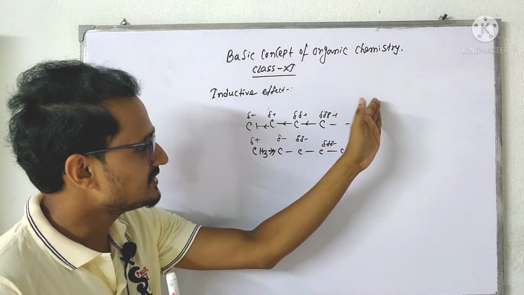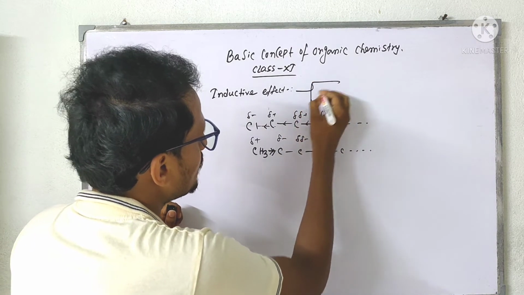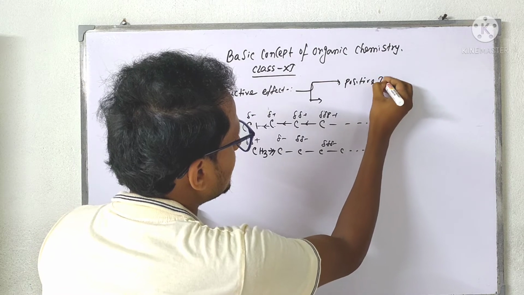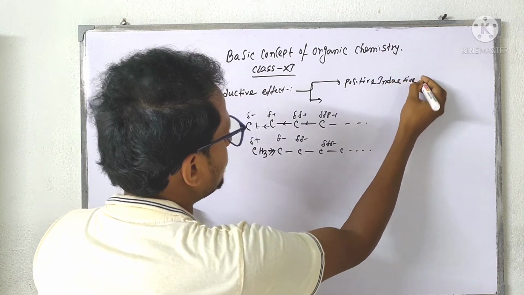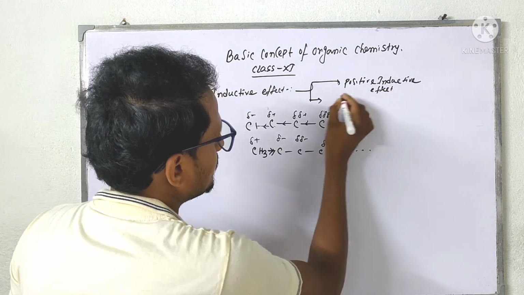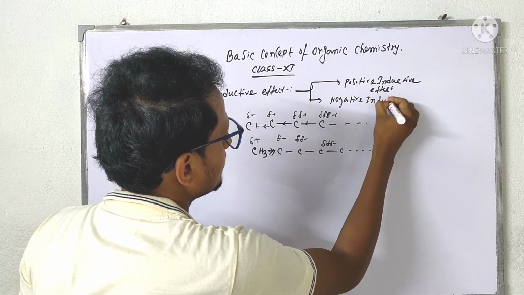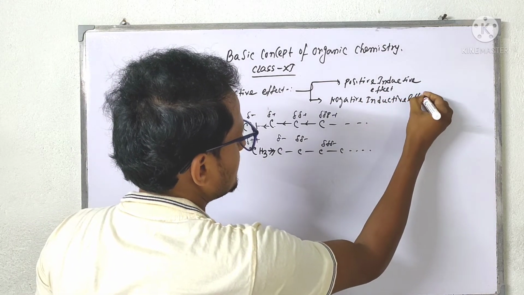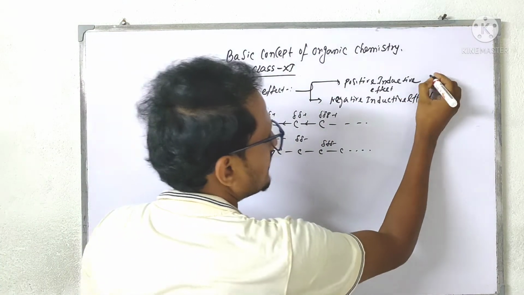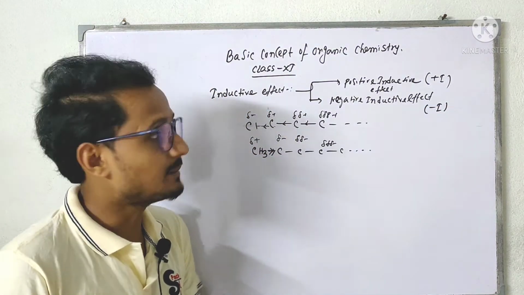Now here there is a difference between these two inductive effects. So we can classify the inductive effect. One is called positive inductive effect, and another one is called negative inductive effect. Positive inductive effect can be abbreviated as plus I effect, and negative as minus I effect. Now, what is positive inductive effect?